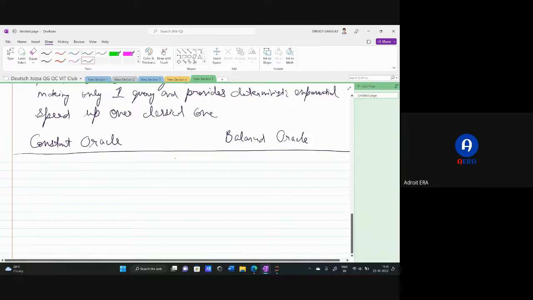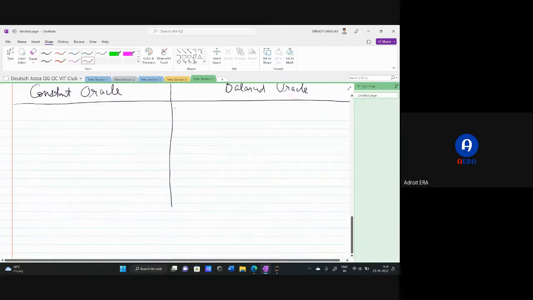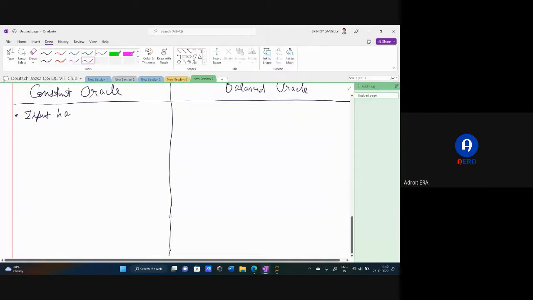and then let us do something like this. We can have these lines. What will we have in the constant oracle? Now try to compare this oracle with the ones which you have studied in the Deutsch algorithm. Remember, there are multiple inputs. So the input has no effect on the output.